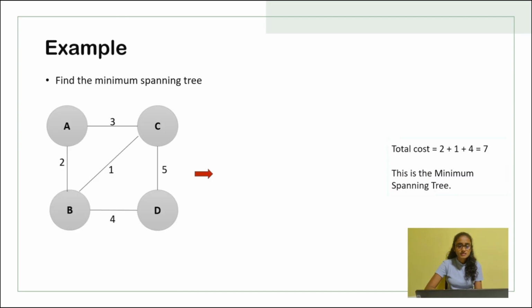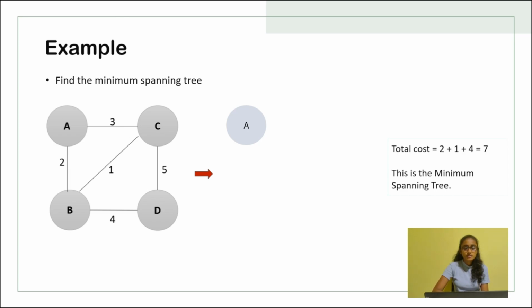Now, let's understand Prim's algorithm step by step using this example. On the left side, we have the given weighted graph. On the right side, we have the final minimum spanning tree. Our goal is to connect all vertices with the minimum total cost without forming any cycle. First step, choose a starting vertex. First, we select any one vertex as the starting point. Here I start from vertex A. Now vertex A is marked as visited.